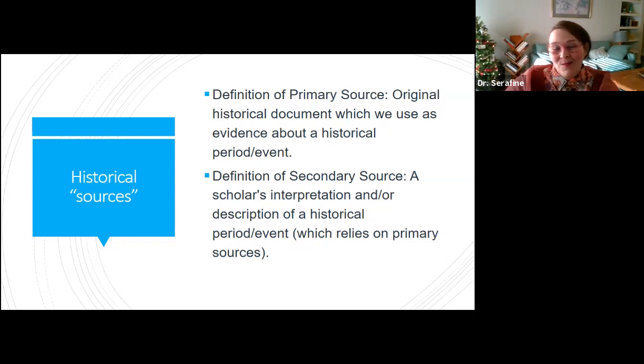Now, it gets a little bit more complicated sometimes. Some sources can be a primary source of one thing and a secondary source of something else. So we'll talk about that a little bit more in detail. But just to get you running, a primary source is a source from the historical period that you're studying. It doesn't have to be someone that saw the event. They may have written about the event in their diary. That's a primary source. A secondary source is the argument that you or I or another historian makes using those primary sources.